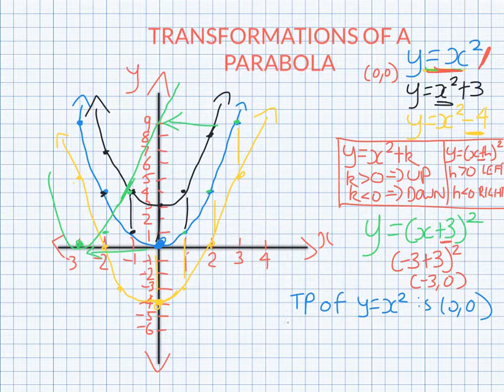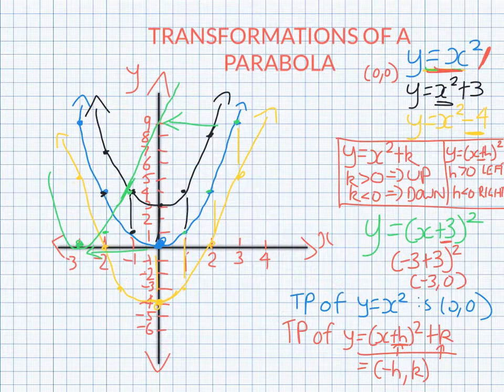So if I have a function like this, where I replace x with x plus h, and I put that in the bracket, and then I add a number, remember this number moves it left or right, this number moves it up or down. So the turning point is going to be negative h is the x value, because this value moves it along the x-axis, left or right, and k is going to be the y value, because this value moves it up or down. So other than that, it's going to be the same parabola as y equals x squared. But this is a way that you could graph something in this form nice and easy. You just move the turning point.